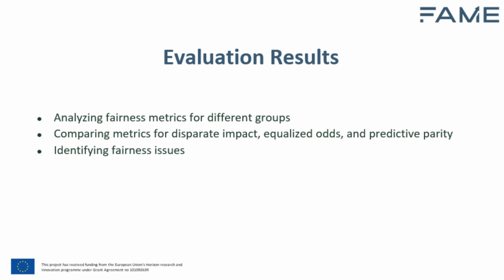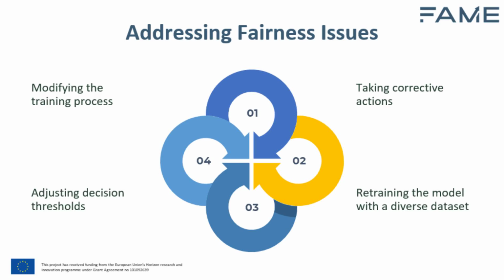By comparing the metrics across groups, we can identify if the model exhibits disparate impact, equalized odds, predictive parity, or other forms of unfairness. If the evaluation reveals fairness issues or biases in the model, it is important to take corrective actions. This may involve retraining the model with a more diverse and representative dataset, modifying the training process, or adjusting the decision threshold to achieve a fairer outcome.